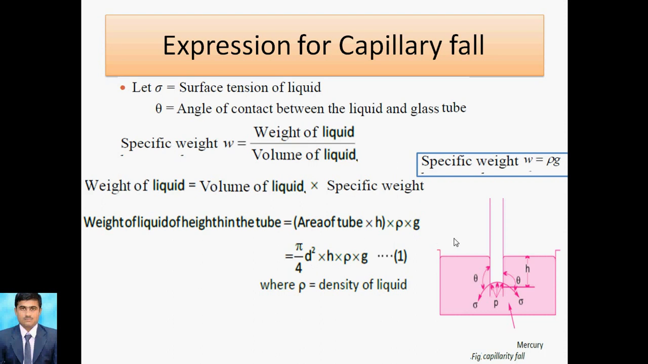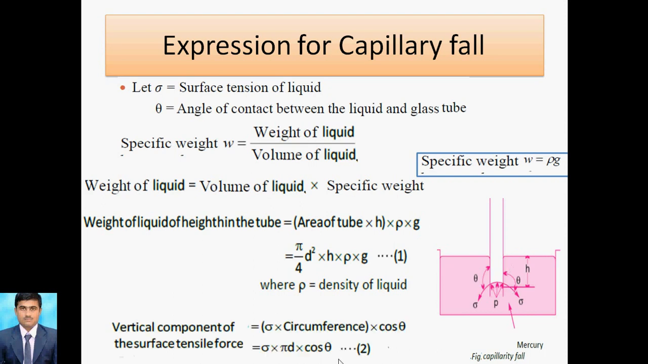Similarly, equation 2 is nothing but the surface tension. The surface tension force is σ π d cos θ. Here the curvature effect is there, and θ is the angle, so that's why we take cos θ. So the equation becomes σ π d cos θ.